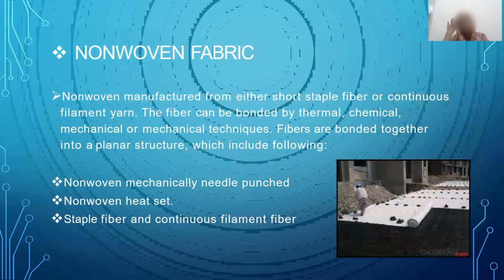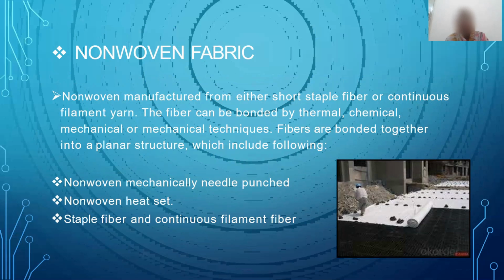Another type is non-woven fabric. Non-woven fabric is manufactured from either short staple fiber or continuous fiber. Short staple fibers are those fibers that include almost all the natural fibers except silk. But silk can also be cut up into short staple fibers. And continuous filament yarn or continuous filament fibers are fibers such as natural silk or synthetic, and these are grouped into bundles.